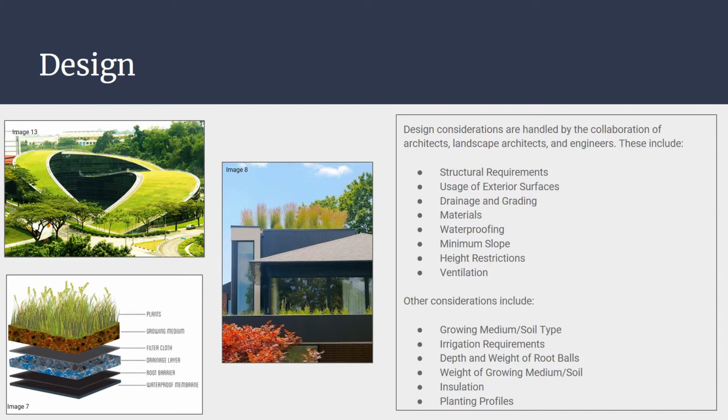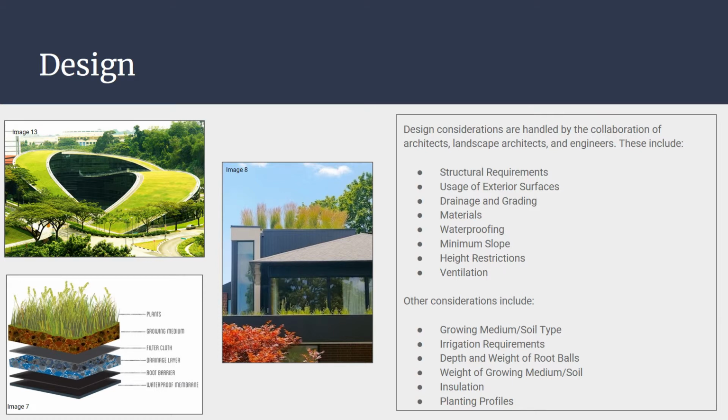Now that we know some of the benefits that green roofs can provide, where do we start? First, a good design has to be created. So who's responsible for designing a green roof? Engineers, architects, and landscape architects are all involved in the design of a green roof system. Architects and engineers must consider structural requirements such as building materials, waterproofing, height restrictions, minimum slope, ventilation, grading, and drainage.